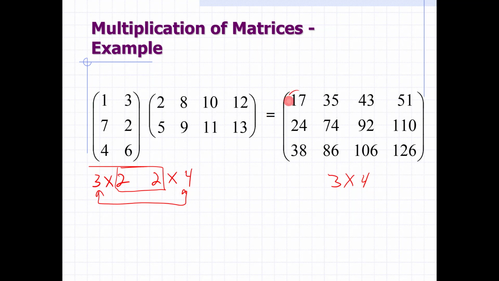To get this number 17, I'm doing row 1 times column 1, which is 1 times 2 plus 3 times 5. It's kind of fun. So 2 plus 15 is 17.